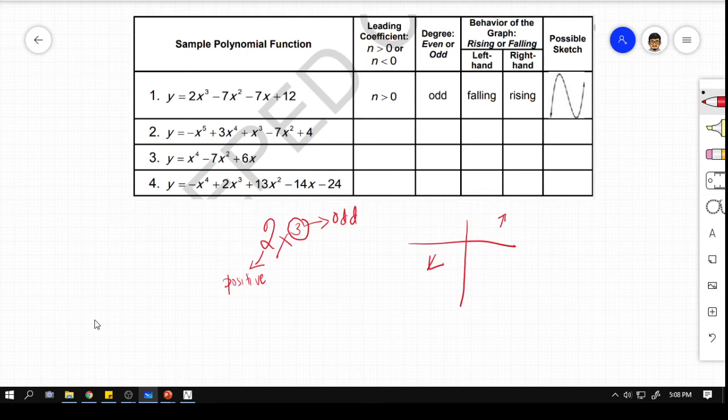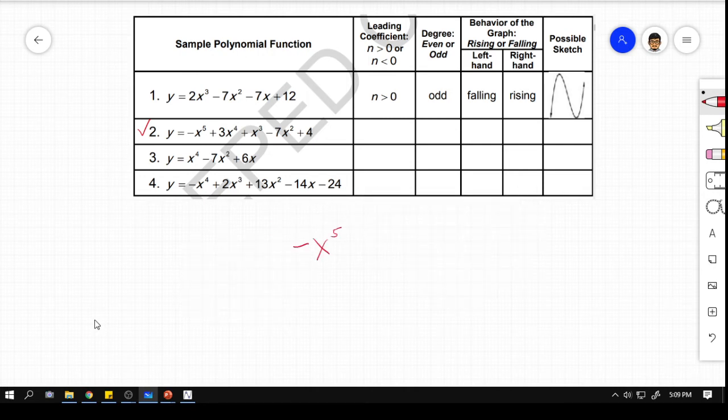Next, say you have y is equal to negative x raised to 5 plus 3x raised to 4 plus x cubed minus 7x squared plus 4. Say, in this function, what will be your leading term? The leading term is negative x raised to 5, correct? In which the leading coefficient is negative and this is odd. So the leading coefficient is less than 0 and the degree is odd.